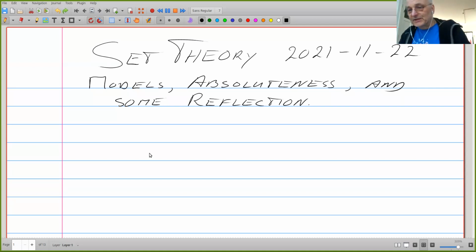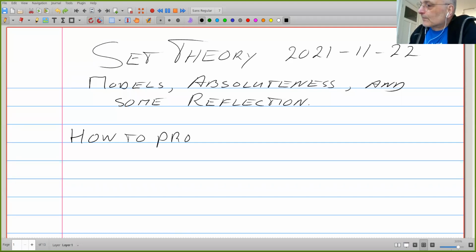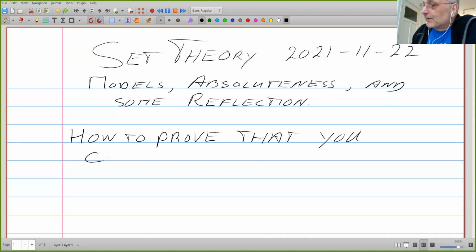Okay, so this lecture and the other 4 that'll be in the coming weeks will be devoted to independence proofs. And of course, the forcing method of independence proofs. And so what is the problem, if you will? Well, this is the central question.